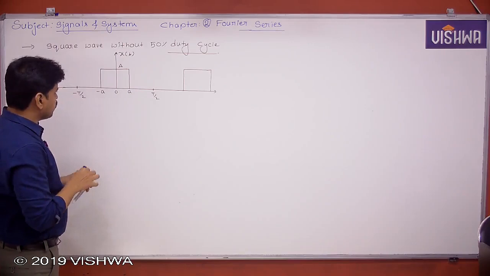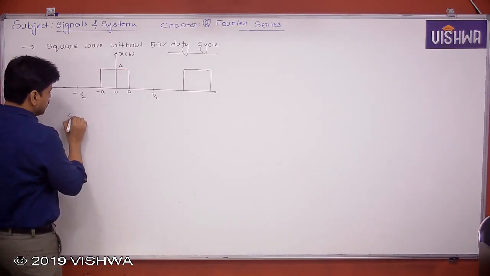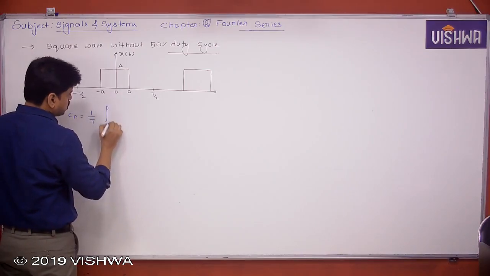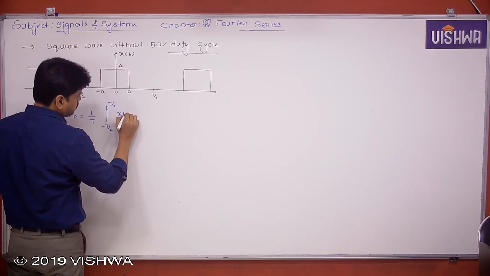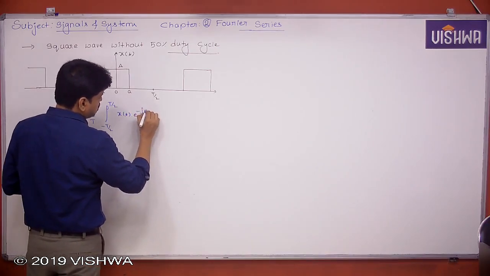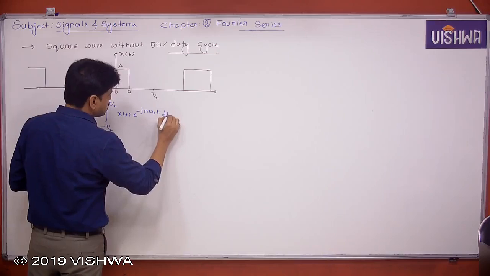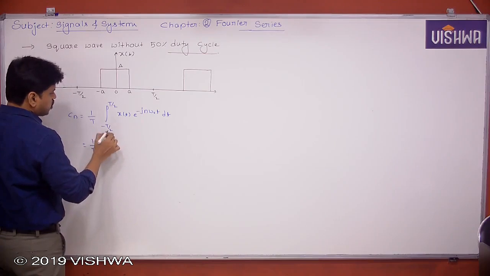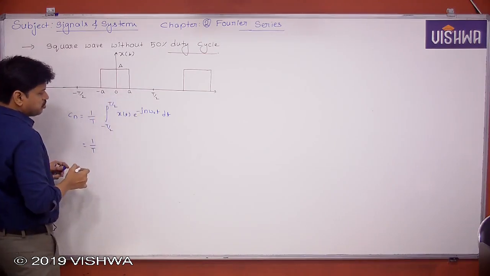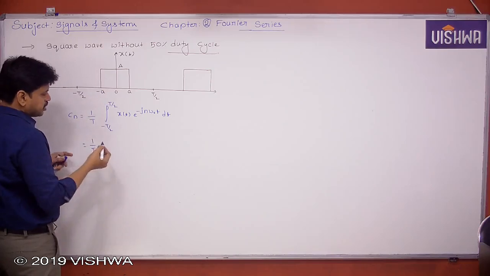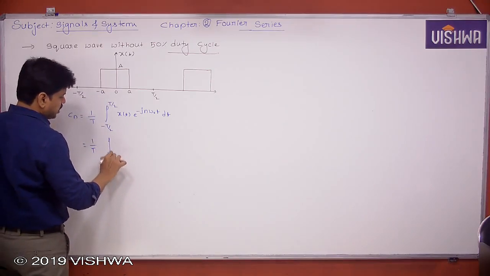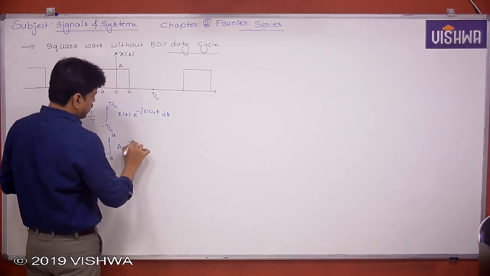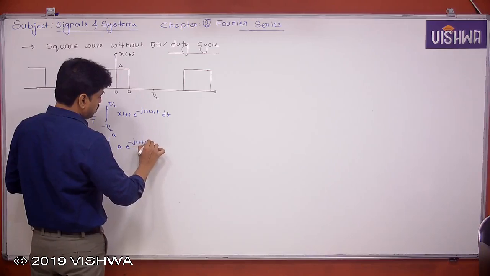I will directly go with the formula. What is that? Cn is equal to 1 by T integral from minus T by 2 to T by 2 of x of t e power minus jn omega naught t dt. This is the direct formula. If I apply it directly, this is 1 by T. The integration I can take only from minus a to a, because outside minus a to a there is no signal. So minus a to a, x of t value is A, e power minus jn omega naught t dt.